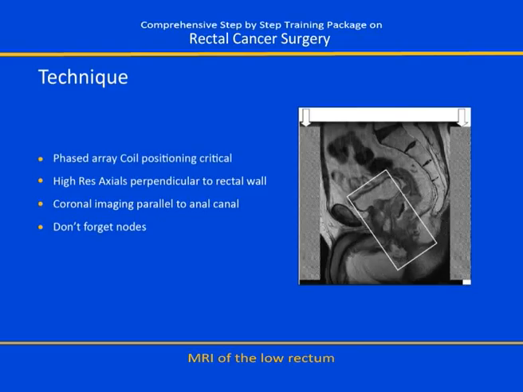Then the next stack of images are planned coronally, and these are done so that the tumour is seen in the coronal plane in relation to the intersphincteric plane and the long axis of the sphincter and the anal canal. So these are done parallel to the anal canal.